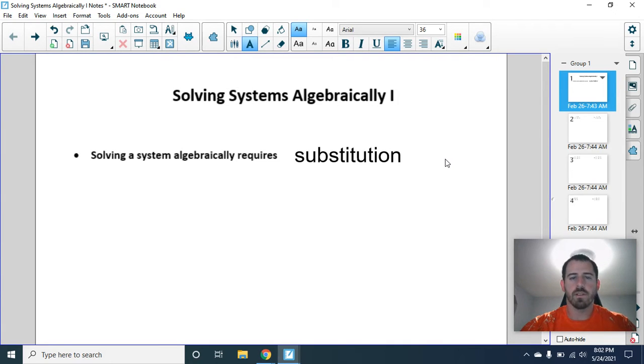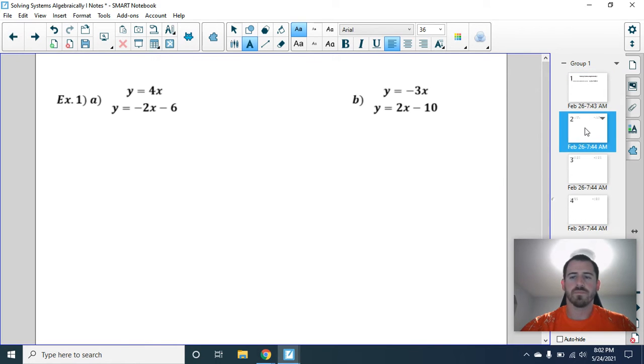All right, so the next part of systems is solving systems algebraically. As you can see, this is what we used to call it. What it really is, is substitution. So that's kind of like the new way we say it. It's just systems by substitution.